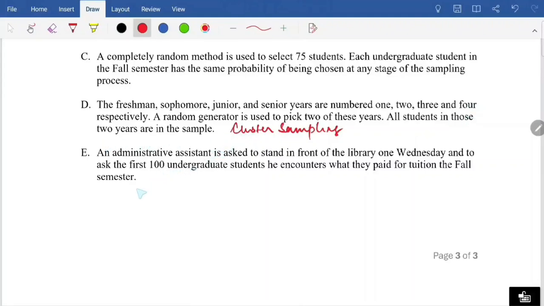That's cluster sampling. And then finally we have E, which is an administrative assistant who is asked to stand in front of the library once on Wednesday and to ask the first 100 undergraduate students he encounters what they paid for tuition the fall semester. This is what we call convenience sampling. This is not really a good scientific way of conducting a sampling technique. It's convenience sampling. It's not randomly selected.